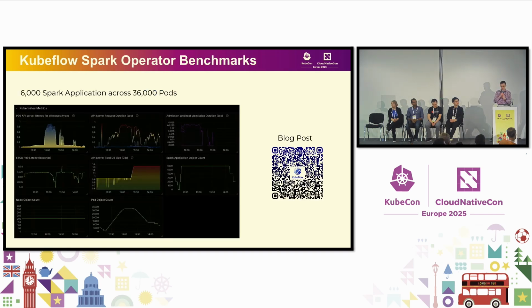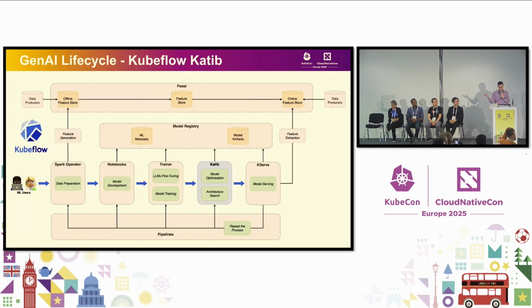One of the very exciting things about Spark is actually benchmarks that our friends from AWS have done here. So they actually tried to run Kubeflow Spark operator on 60,000 Spark applications across 36,000 pods, which was great. This blog post has a lot of great information on how Spark can be used at large scale. So it's amazing. Please take a look.